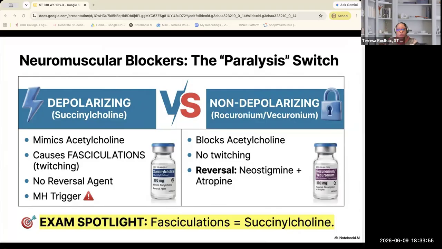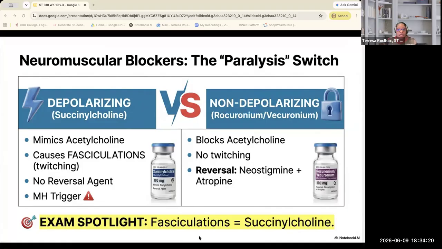Here's the most important thing I want you to remember from what you're seeing. Neuromuscular blockers do not make a patient unconscious. They do not relieve pain. They only stop the muscles from moving. That's why these medications are given after the patient has already received sedation or induction agents.